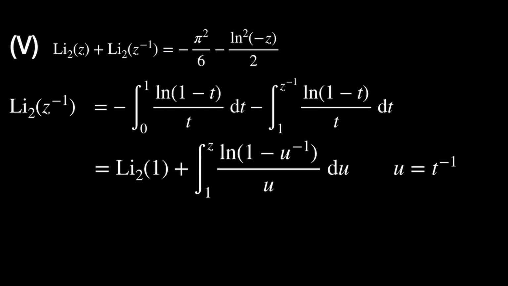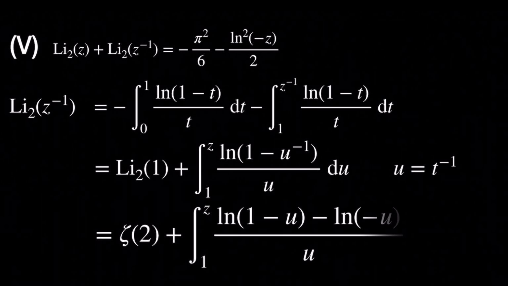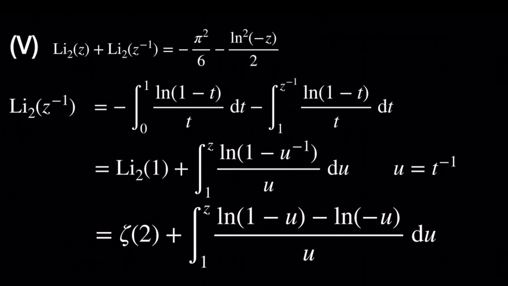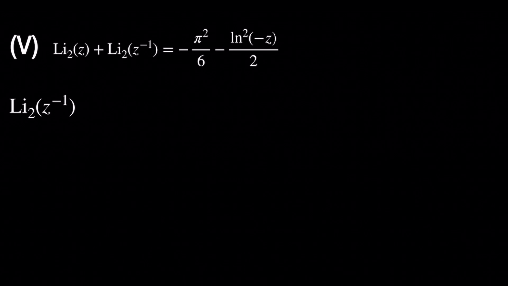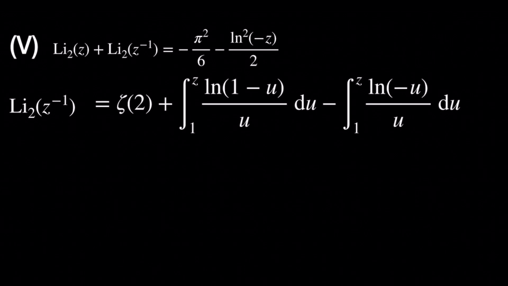We're going to write it as 1 minus u over negative u. And then we're going to use the quotient rule. Okay? So that's what we're going to get after using the quotient rule. Next, we are going to use the linearity of the integral. There, after using the linearity. Now, the last integral can be computed.